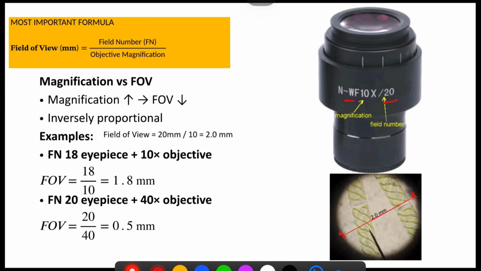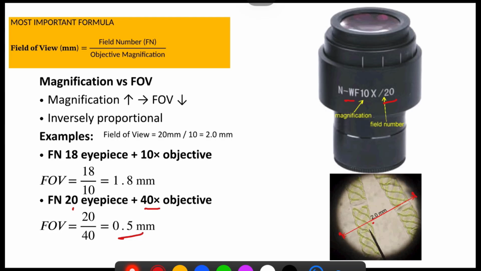How to calculate? Field of view in millimeters is equal to the field number, which is 20, divided by the objective magnification, whichever we are using. If we are using 10, it is 2 mm. If the eyepiece field number is 18 and we are using a 10x objective, then it is 18 divided by 10, which is 1.8. And suppose we are using field number 20 with a 40x objective, then 20 divided by 40 is 0.5 millimeters.